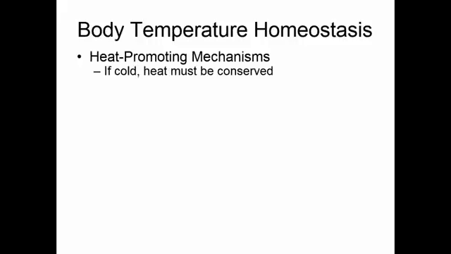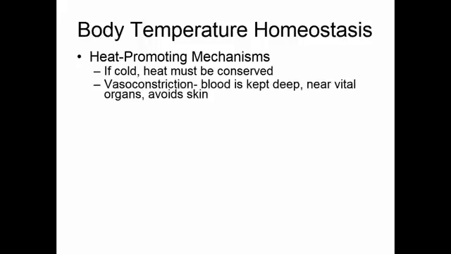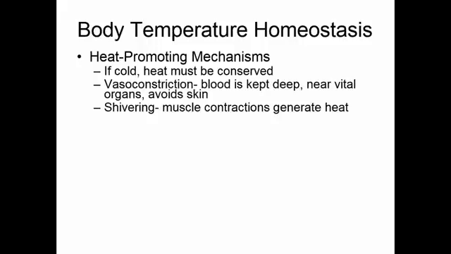If we're cold, we do everything we can to conserve body heat. We have vasoconstriction, so the blood is kept deep in the body near vital organs. This is why people turn pale when they're cold. That blood is not at the surface of the skin. Also, muscle contraction generates heat, so shivering can generate heat. Most people, if they're cold, also flap their arms or stamp their feet or hunch up so that they kind of protect their body heat.